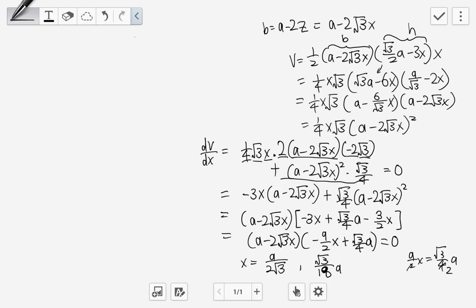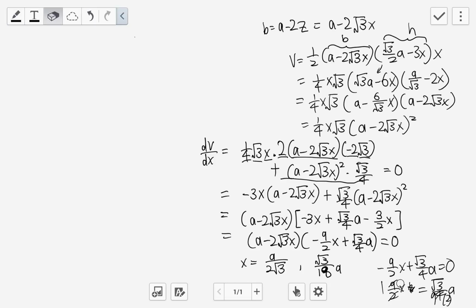And this part can also be worked out. For this part, it's just -9 over 2x plus root 3/4 a equals 0. So that means if I bring it over, I get 9 over 2x equals root 3 over 4a. And then when I multiply by 2, and divide by 9, so 9 times 2, I get root 3 over 18a. So that's just what it means.